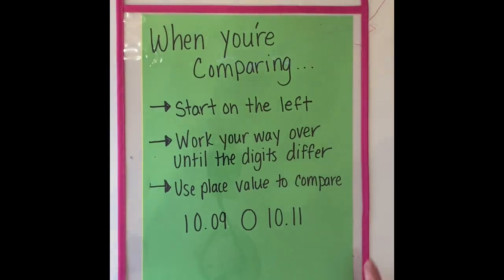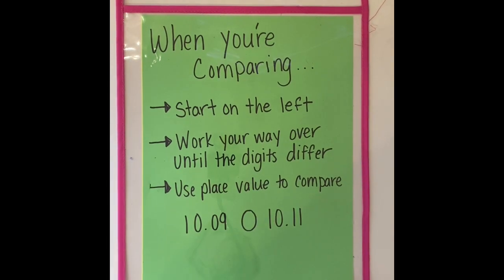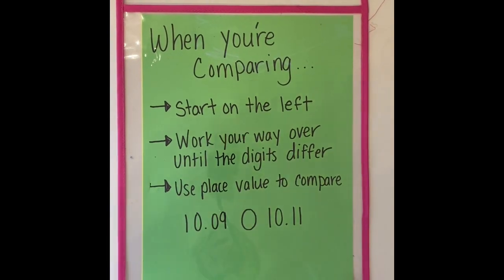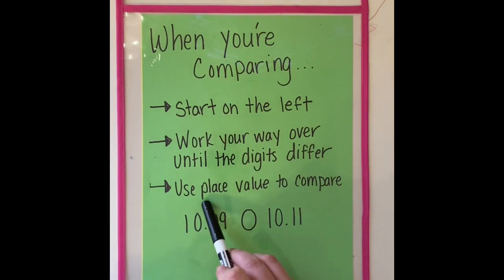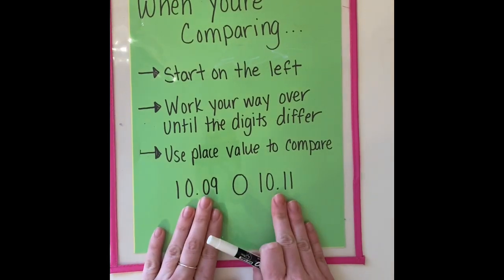So first, start on the left, then work your way over until the digits differ. So when you start to see a different digit, you know that you can compare there, and then you can use place value to compare. So use what you know in your number sense about how much a digit is worth in a certain place to help you. And here's our example of the times.